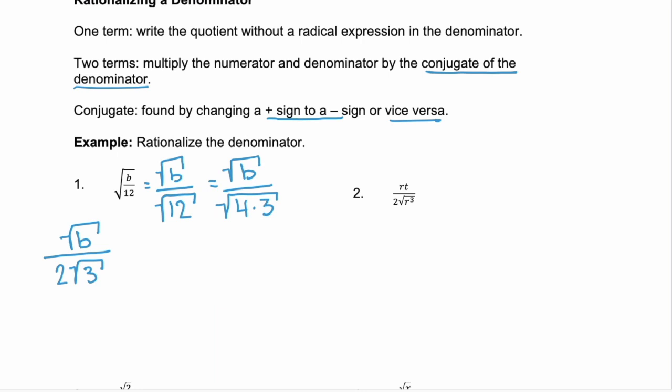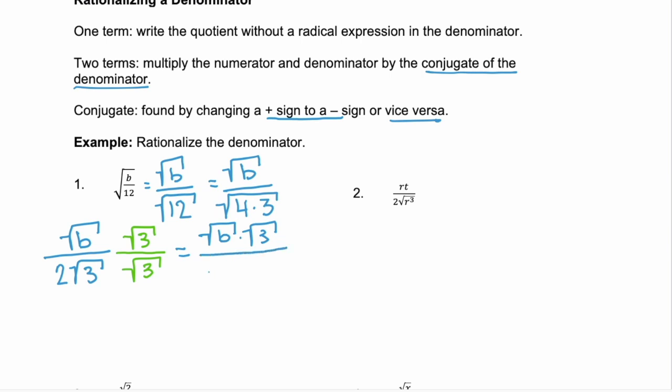Now, because we have a square root in our denominator, that square root of 3, we need to rationalize our denominator. And because we just have one term, we're going to multiply our numerator and our denominator by that radical expression, the square root of 3. And because we're multiplying the numerator and the denominator by the same thing, this is the same as multiplying by 1. So we're technically not changing the meaning of this expression. So now we multiply just like we multiply any fraction. Multiply the numerators together. So that gives us the square root of b times the square root of 3.